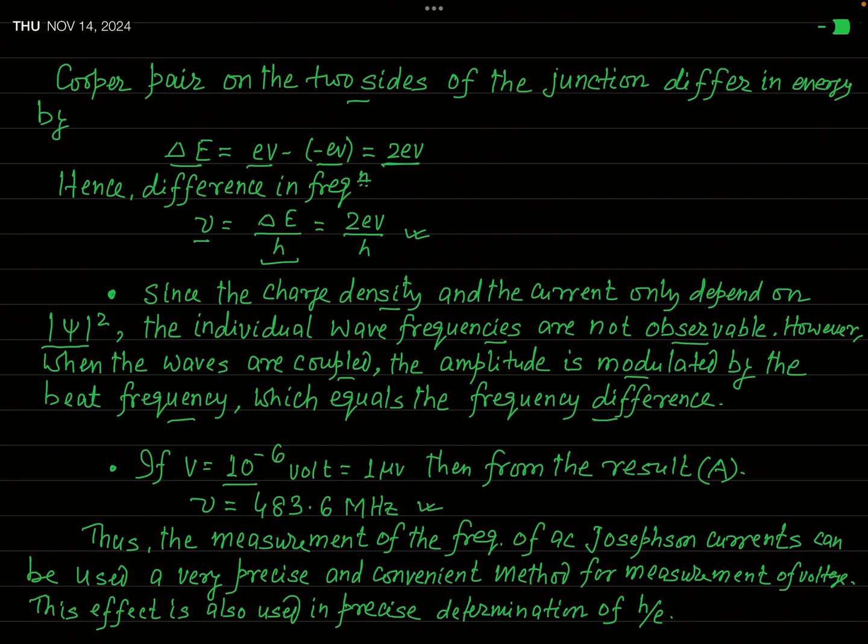Okay. So the measurement of the frequency of the AC Josephson current can be used as a very precise and convenient method for measurement of voltage. If you measure the frequency, you will be able to measure the voltage, and if you know the value of voltage, you can measure the frequency, and if you know both voltage and frequency, you can measure the value of H over E. Okay. So these are the actual utilities of this AC Josephson effect. So what is this AC Josephson effect? I think now you have clearly understood.